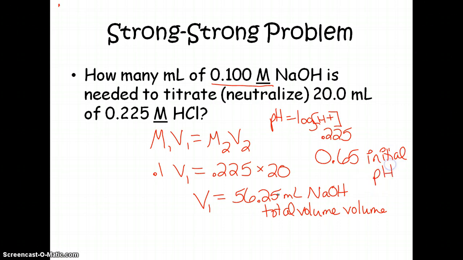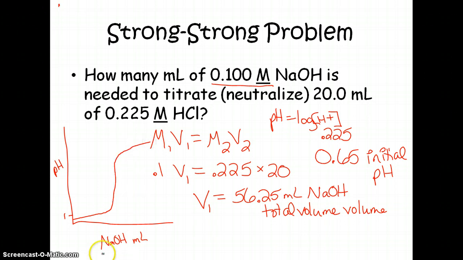All right, so now let's sketch just a very, very rough titration curve. So here we got pH, and this is NaOH milliliters. All right, and let's see, we'll call that 1. So we know that we start below 1. We have a buffer region, then we have a quick increase, and then we narrow.